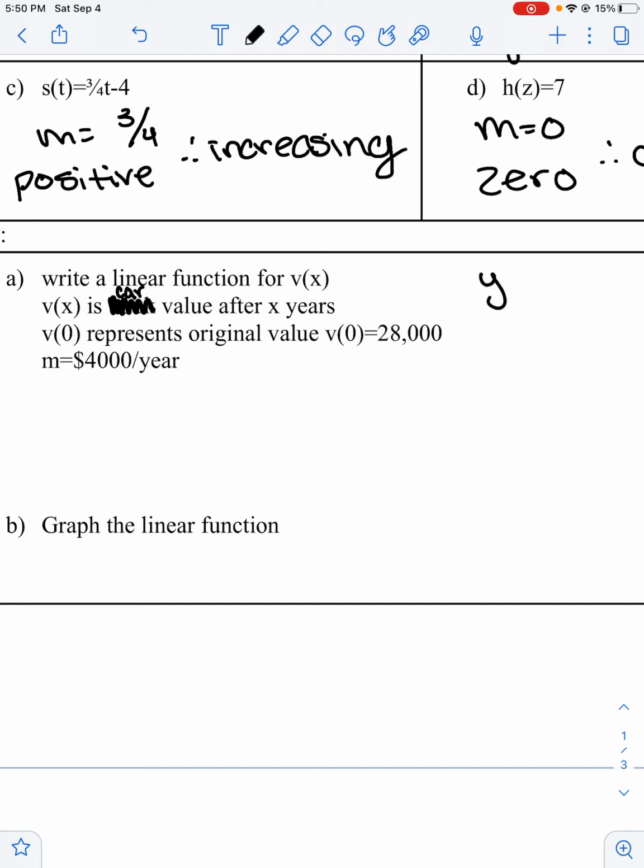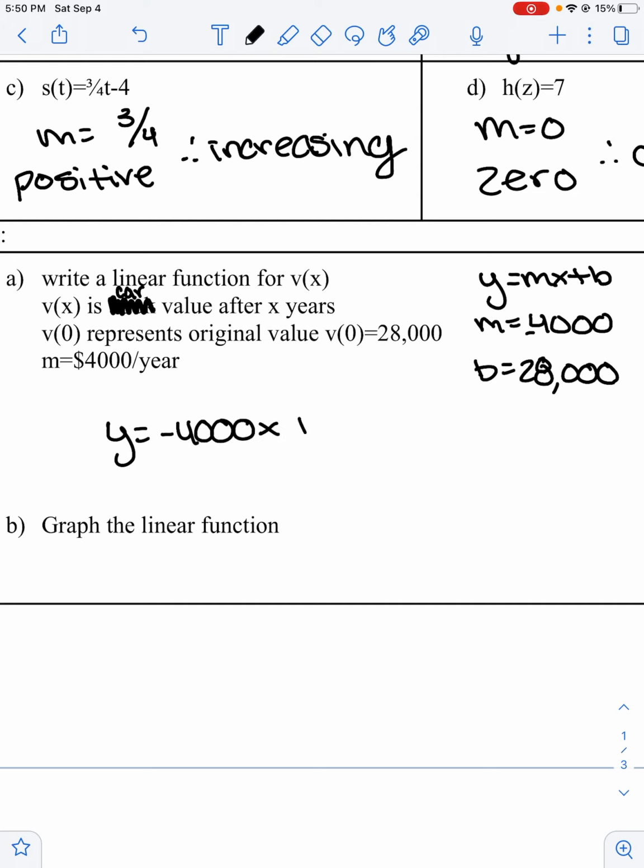So we're going to use our equation y equals mx plus b. Our m is how much it's going to change each year, so negative 4,000 per year. And then b is our y-intercept, which is our starting value, and our starting value is $28,000. Now that I have m and b, I can make an equation and say y equals -4,000 x plus 28,000.